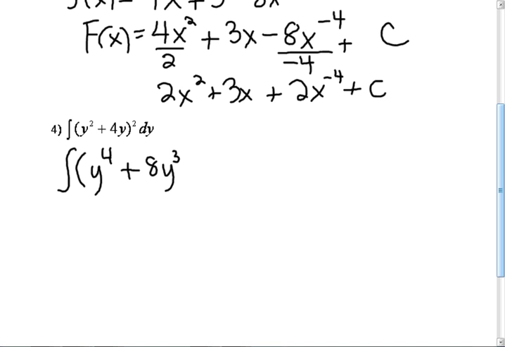Plus 16y squared. If you have a CAS calculator, it doesn't matter. Mine doesn't work on my computer anymore because I ran out of time on it. But I wouldn't even do this. I would type it in like it's written and it will give me the answer.